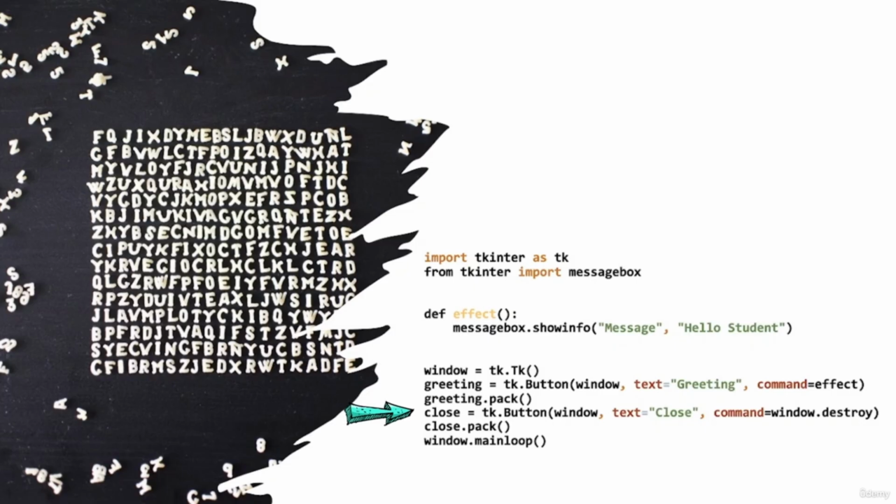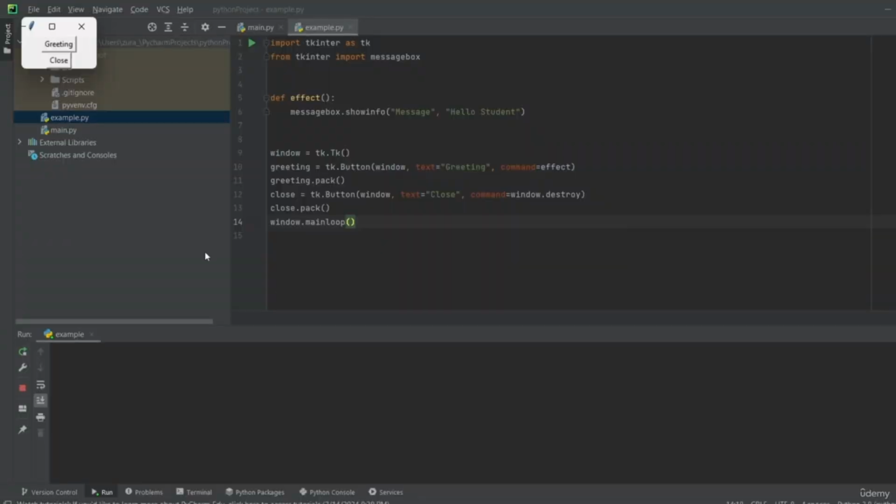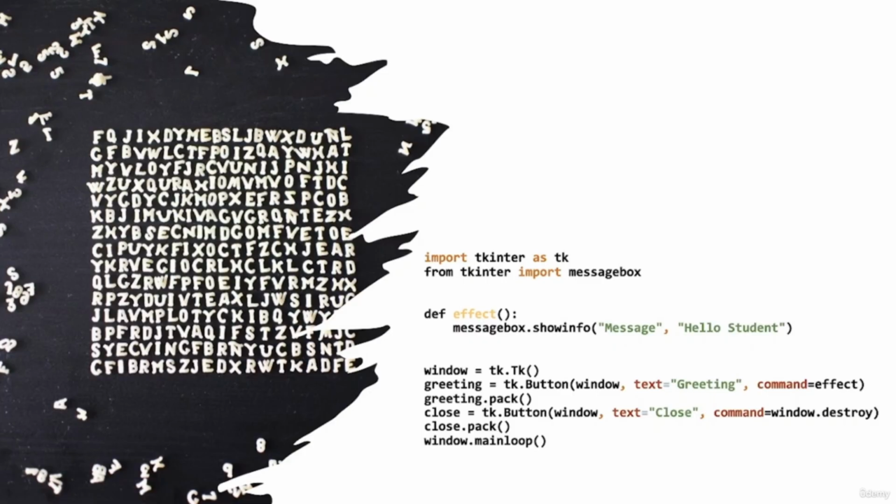The second button will be titled close. We will assign the destroy method to our command argument, which will simply close the entire window when the close button is clicked. We will use the pack method here as well. When we run our code after applying the main loop method to our window, a window containing greeting and close buttons will appear on our screen. When the greeting button is clicked, another window in the form of a message will appear on our screen with a hello student message. When we click on the close button, our window will close permanently.